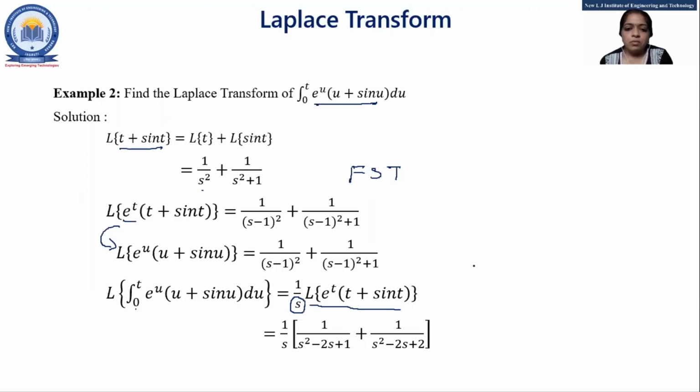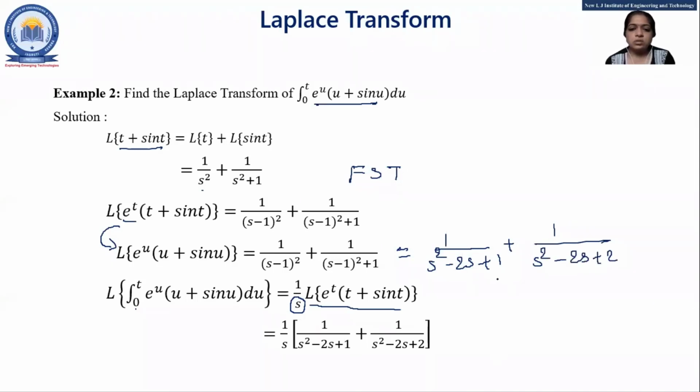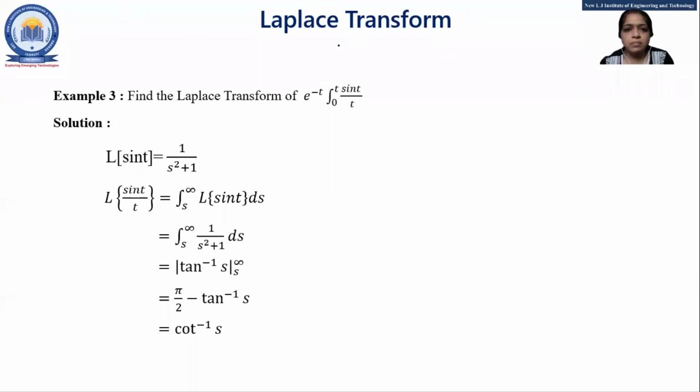So 1 upon s and the Laplace of e raised to t into t plus sin t, that is 1 upon s minus 1 whole square, and that is 1 upon s square minus 2s plus 1, and in the second term 1 upon s square minus 2s plus 2, right? So this is my answer. Any doubt, students? Any doubt for this example? Okay, no doubt. So we'll move to one more next example, right?